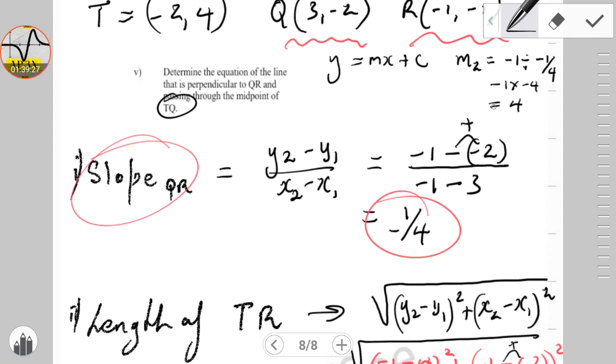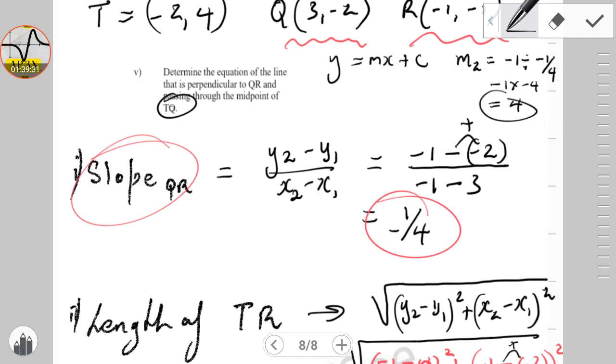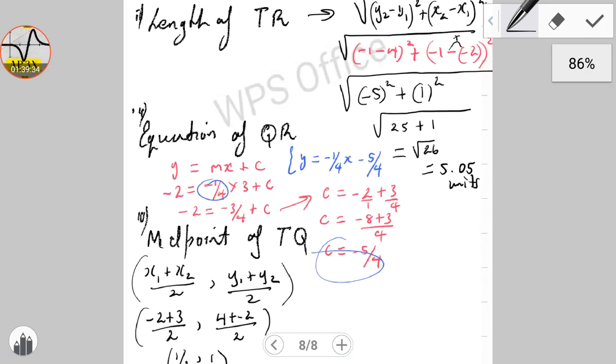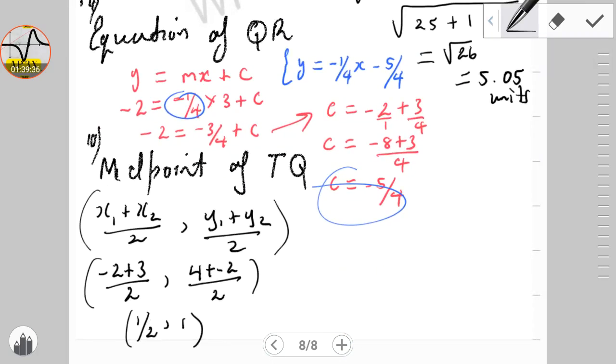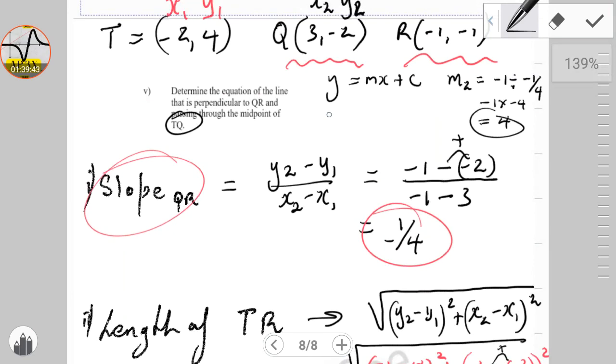All right, so now that we have the perpendicular gradient m2, we know that we're going to be using, say here, it's passing through the midpoint of TQ. We already know that TQ is (1/2, 1). So this is my x and this is my y. So x is a half, y is 1. We're going to go here and put 1 for y. And we know that m is 4 and x is a half, plus c. So m is 4, the new gradient. x is a half because it's passing through TQ, and TQ is a half comma 1.